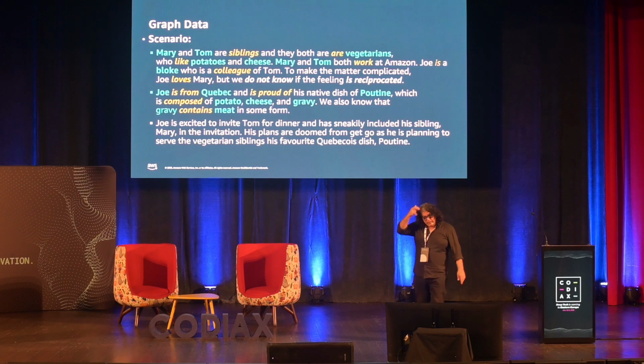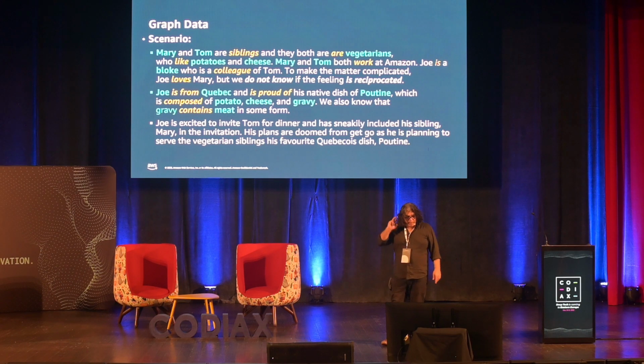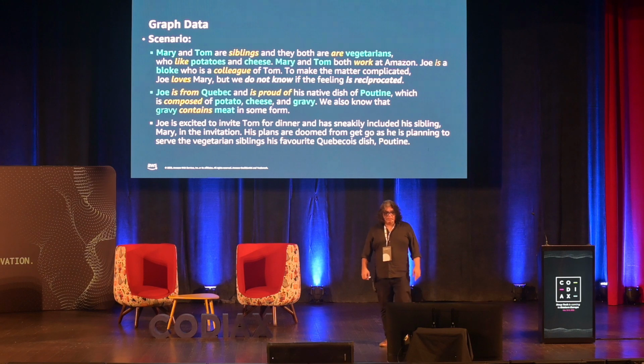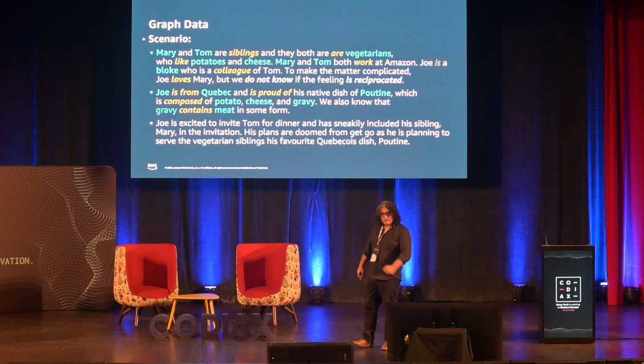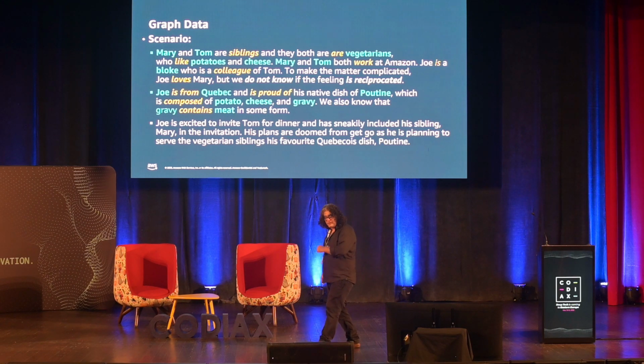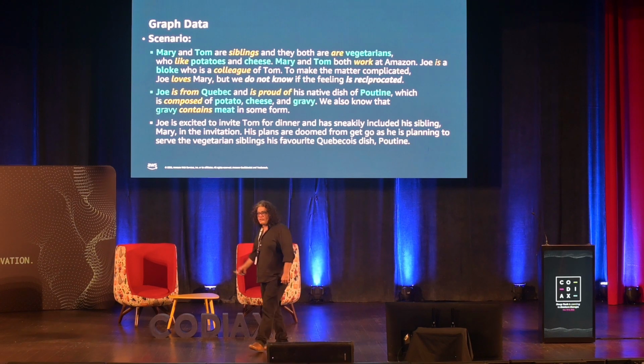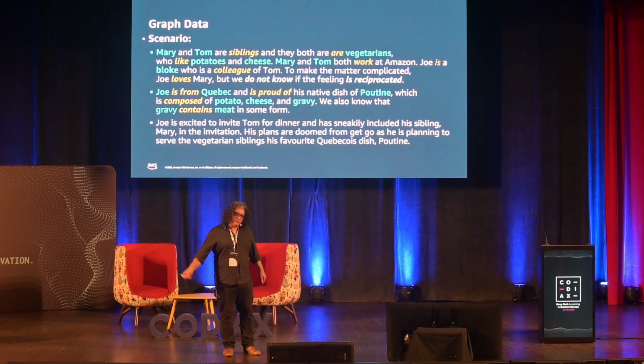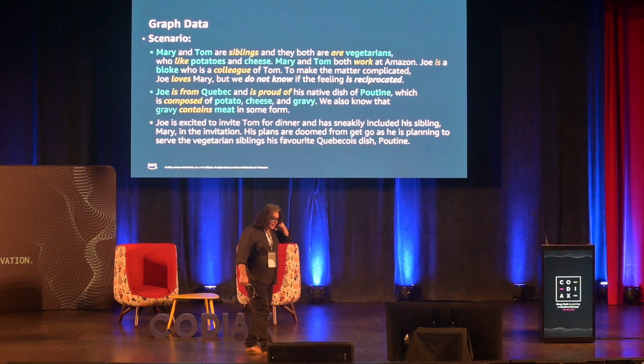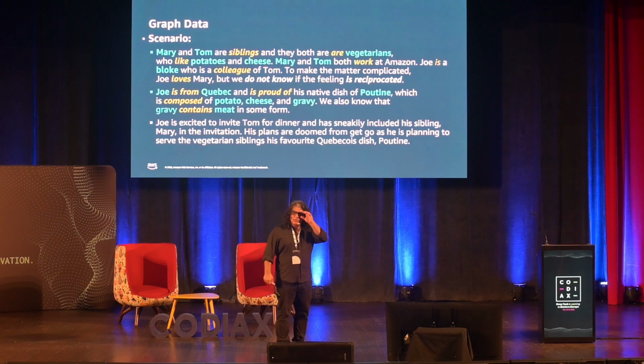Joe is from Quebec. He's proud of his native dish of poutine, which is composed of potato, cheese, and gravy. We also know that gravy contains meat in some form. So if Joe is going to have a little dinner invitation and is trying to invite his friend Tom and trying to get Mary to come as well, and then he makes them poutine, he's doomed.